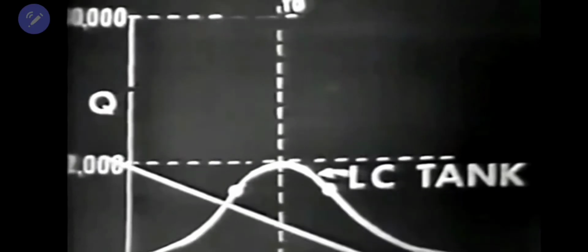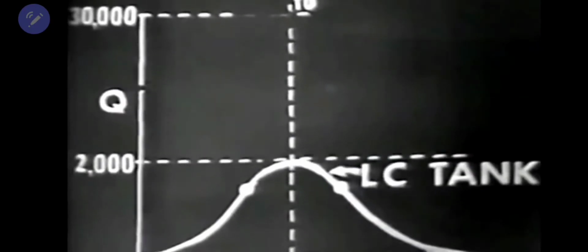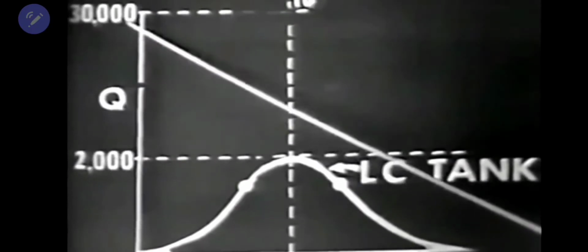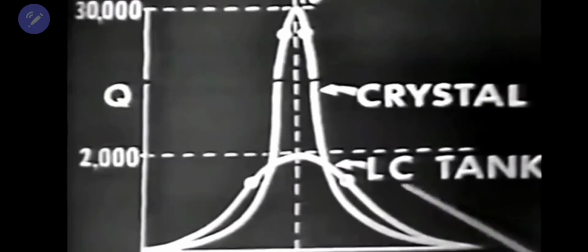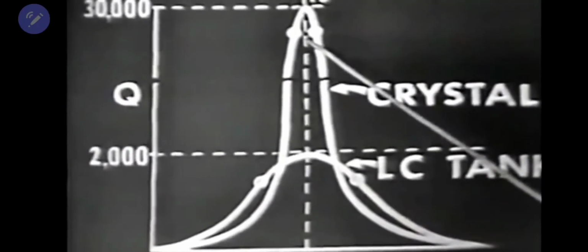Let's take a look at the comparison between the Q of a crystal and an ordinary LC tank circuit. The Q of an LC tank circuit is seldom greater than 2 thousand, whereas the Q of the crystal is sometimes as great as 30 thousand. Comparing these two, you can see that the Q of the crystal would be many times greater than that of the LC tank circuit. Now, because of the high Q, this would mean that the crystal would have better frequency stability. Now, let's look at some of the values, both physical and electrical, of a typical crystal.